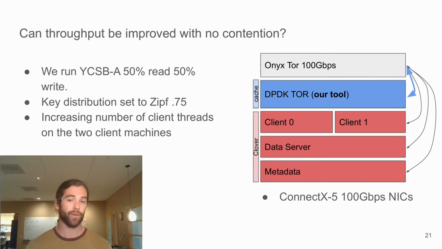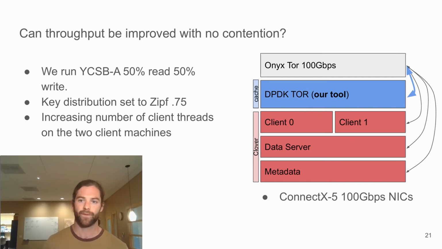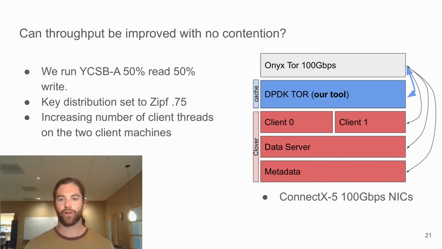In our setup, we don't actually use a P4 switch. We use a DPDK program that acts as one for us. We have a 100 gigabit Onyx Tor switch, which forwards packets from Clover to ours, and it just acts as an interposition layer without making any modifications to Clover. And all of this is running on ConnectX-5 NICs at 100 gigabit per second.